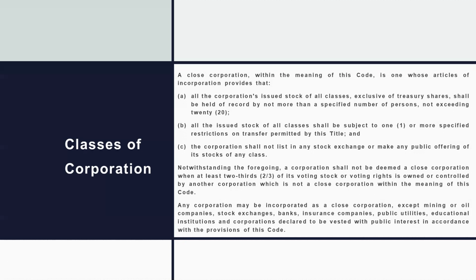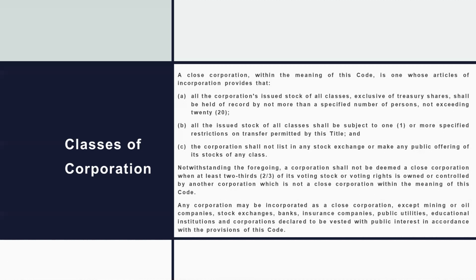All the issued stock of all its classes shall be subject to one or more specified restrictions on transfer permitted by this title, and the corporation shall not list on any stock exchange or make any public offering of its stock of any class. Notwithstanding the foregoing, a corporation shall not be deemed a closed corporation when at least two-thirds of its voting stock or voting rights is owned or controlled by another corporation which is not a closed corporation within the meaning of this code.